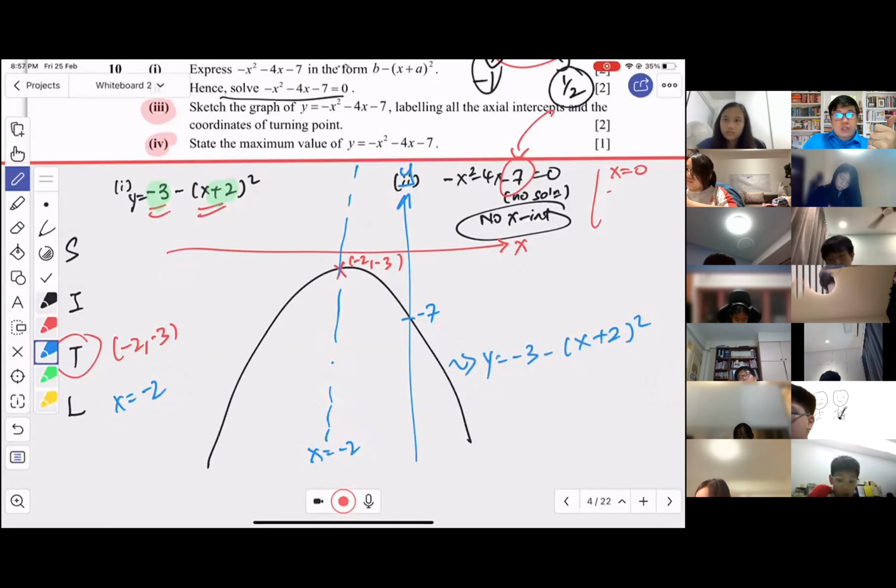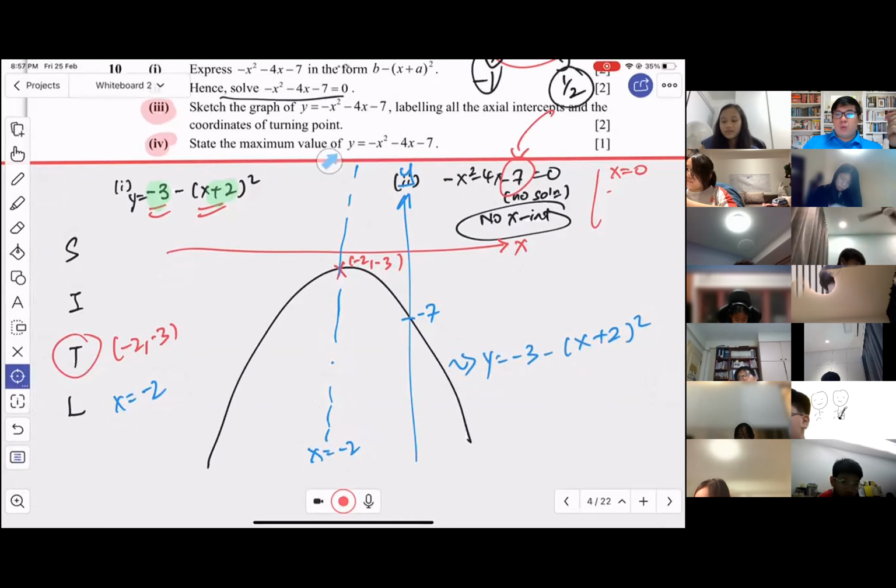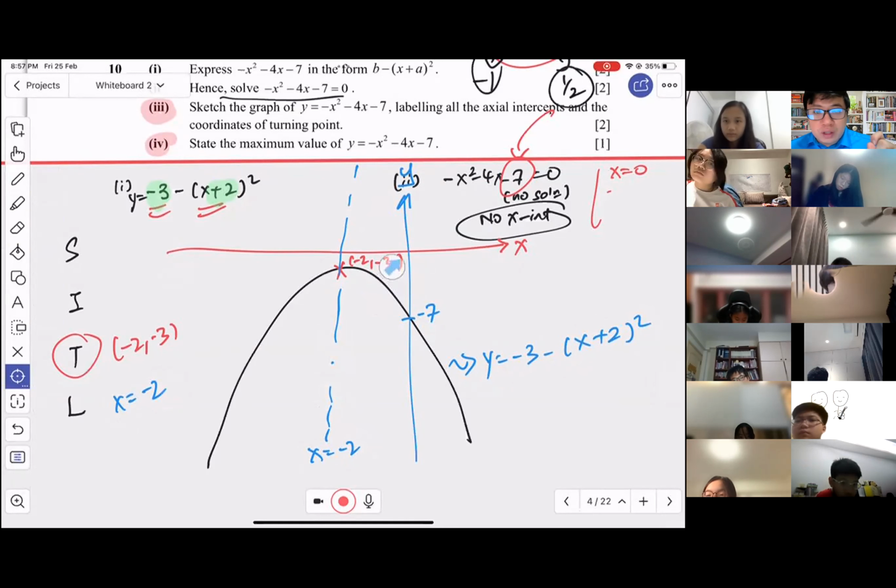So if part 3 is okay, then let me ask you for part 4. When they ask for the maximum value, what are they doing? They are asking for the maximum y value. In this case, you just read off the y coordinate of the turning point. It's like the profit question just now. This -3 here, because it is the turning point, is also what we call the maximum point, the biggest one.